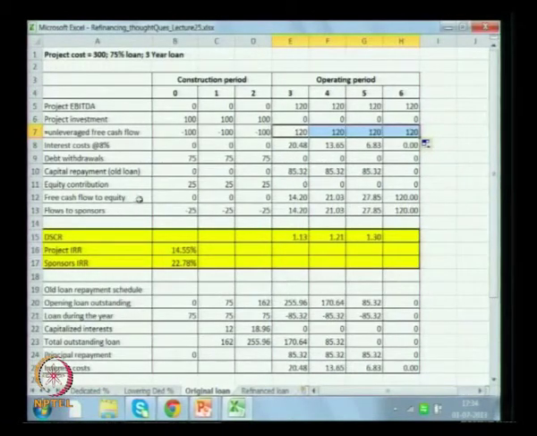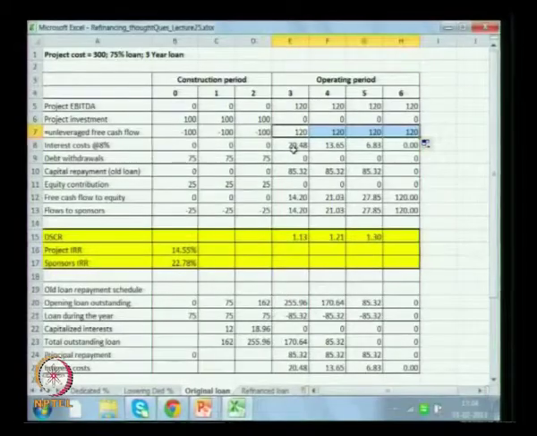And then the free cash flow to equity is 0 during the construction period. The equity holders do not get any profits because there are only cash outflows. And then cash flow to sponsors is negative 25. This is the investment that they make in the project during the construction period.